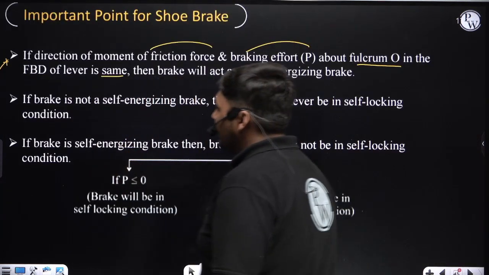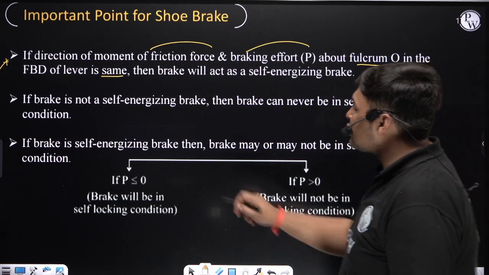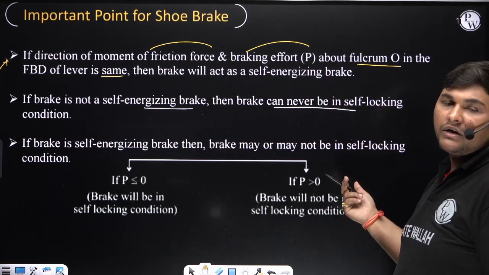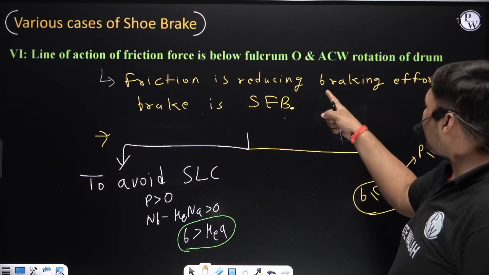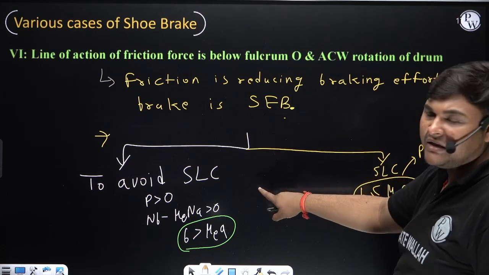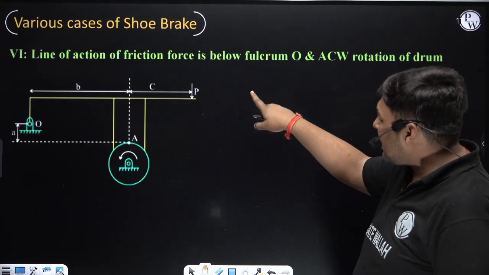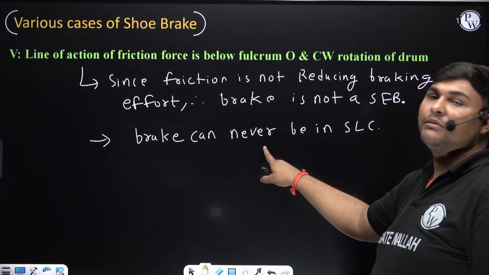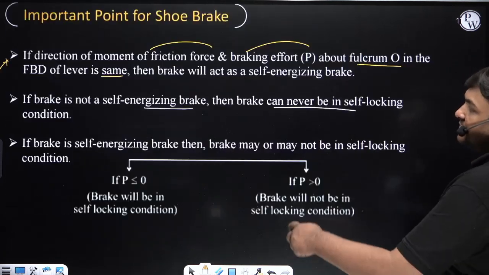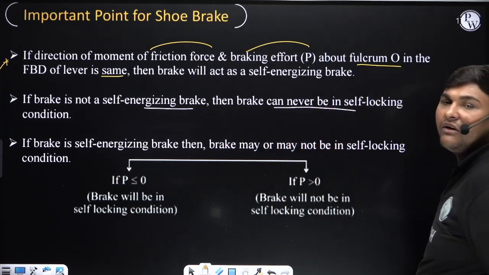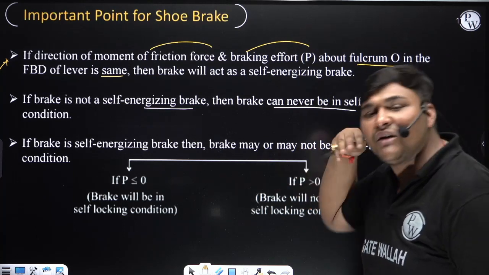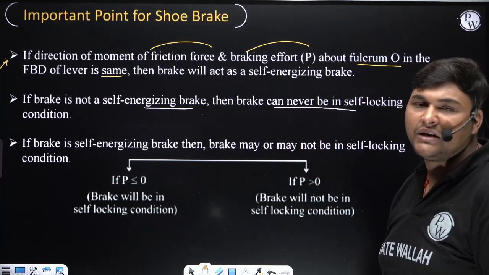Now the second point: if a brake is not a self-energizing brake, then that brake can never be in self-locking condition. Same conclusion. This brake was self-energizing, so it can be in self-locking condition. But this brake was not self-energizing, so it can never be in self-locking condition. You need not find any relation, because in that case the brake will never be in self-locking condition. We need not satisfy any condition.